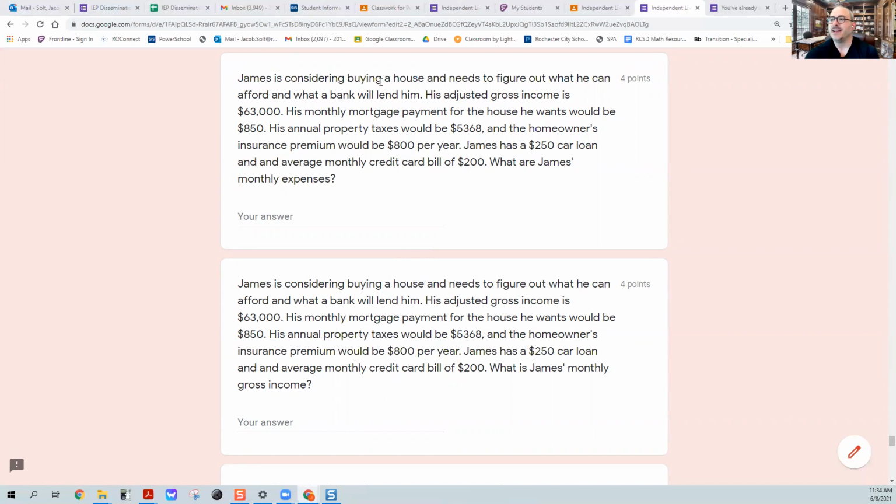James is considering buying a house and needs to figure out what he can afford and what a bank will lend him. His adjusted gross income is $63,000. We're going to consider that yearly. His monthly mortgage payment for the house he wants would be $850. His annual property taxes would be $5,368. And the homeowner's insurance premium would be $800 per year. James has a $250 car loan and an average monthly credit card bill of $200. What are James's monthly expenses?